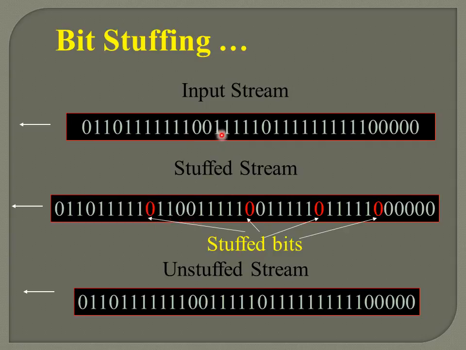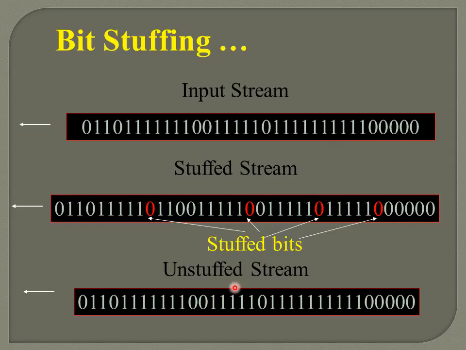Now again, see that there are 5 ones here. The moment the 5 ones are seen, a 0 again is inserted. So you can see there's an extra 0 that has come in here. Then this 0. And then again, there are a number of ones. After every 5 ones, we have to insert a 0. So 1, 2, 3, 4, 5, there's a 0 inserted. Another 5 ones, so another 0 inserted, and so on.